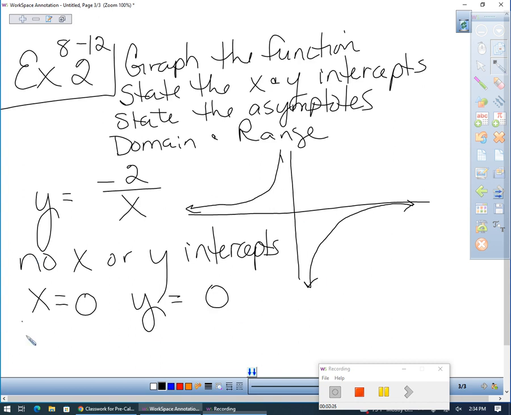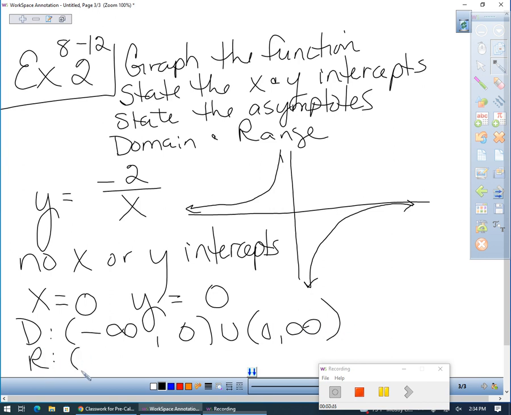And last thing, we've got domain. Again, it starts at -infinity, goes up to that asymptote at 0, jumps over the y-axis, starts back at 0 and goes to infinity. And then your range starts at the bottom at -infinity, goes to 0, jumps over the x-axis, starts back here at 0 to infinity.